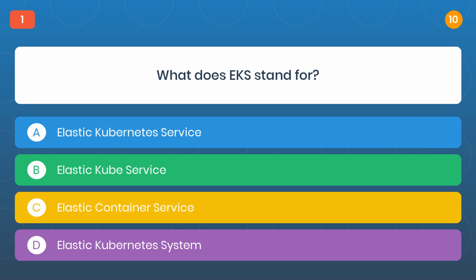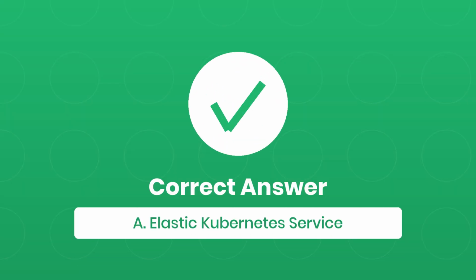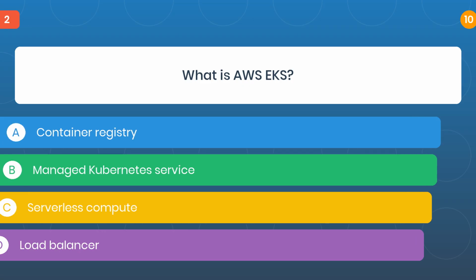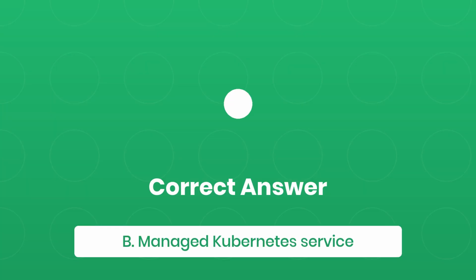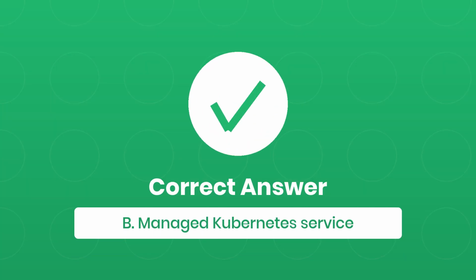Question 1. What does EKS stand for? The correct answer is A, Elastic Kubernetes Service. Question 2. What is AWS EKS? The correct answer is B, Managed Kubernetes Service.